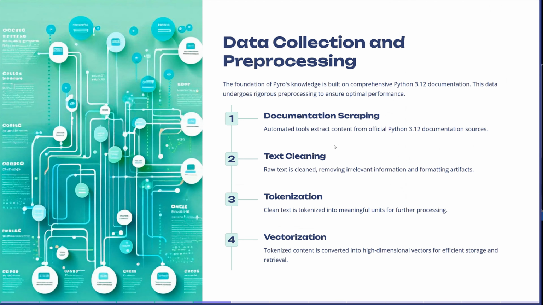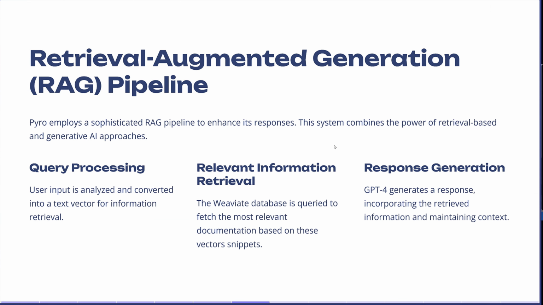If we move further, the data collection: the document scraping is done through a script. We extracted the PDF documents from the Python 3.12 documentation sources. It was cleaned, irrelevant information removed, and tokenized into clean text and vectorized. So the RAG pipeline is simple. We use query processing. Each input is converted into tokens, and then a cosine vector similarity function is run. Relevant information is retrieved, and the responses are generated using a GPT-4o model.